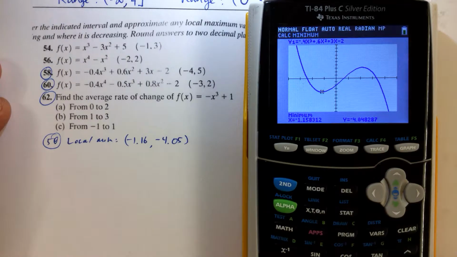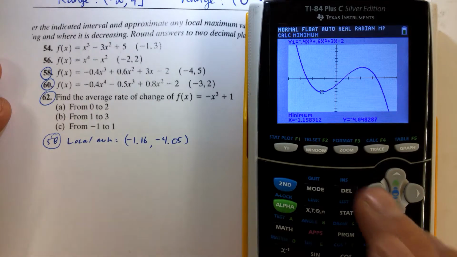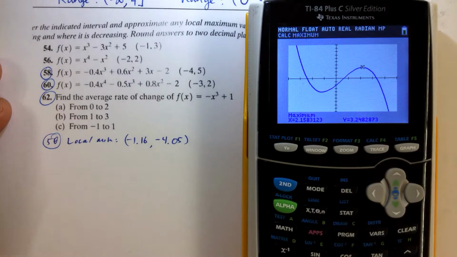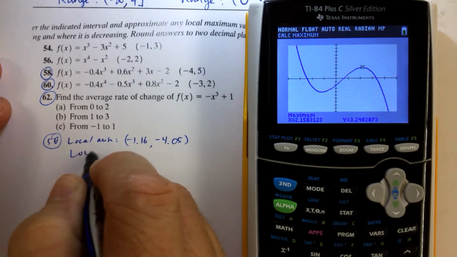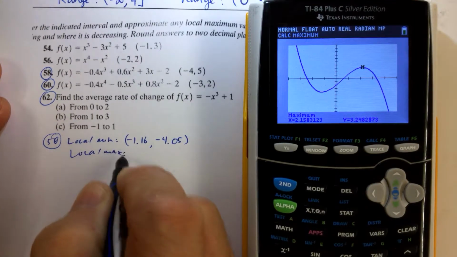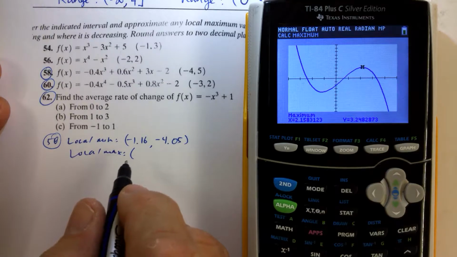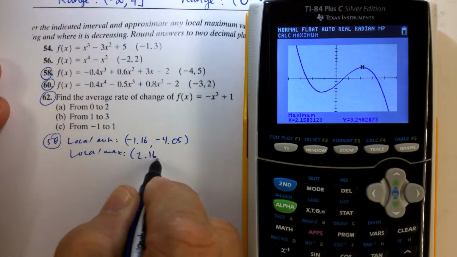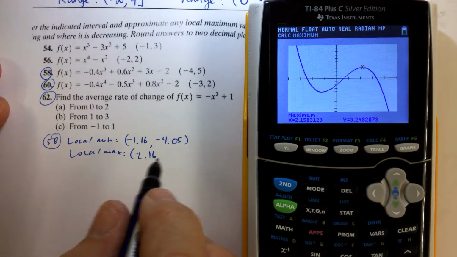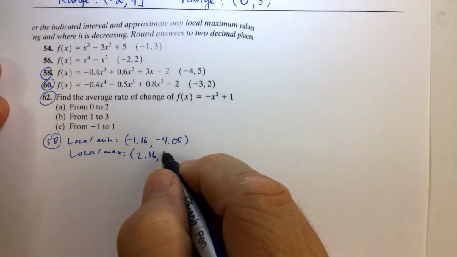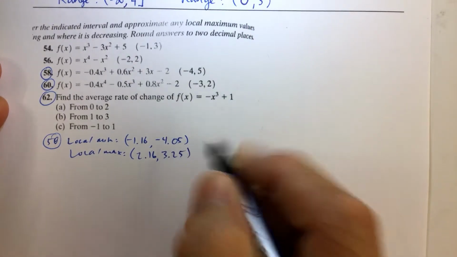I urge you to pause the video and do that. And we can see we found a local max at 2.16, comma 3.25. It's hard to write with that calculator right there, 3.25.